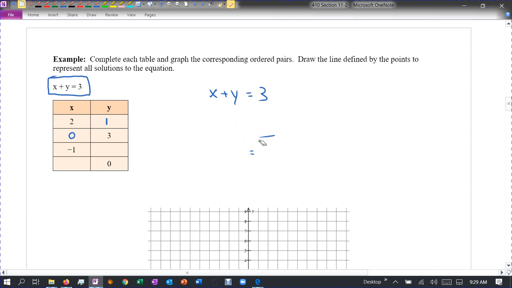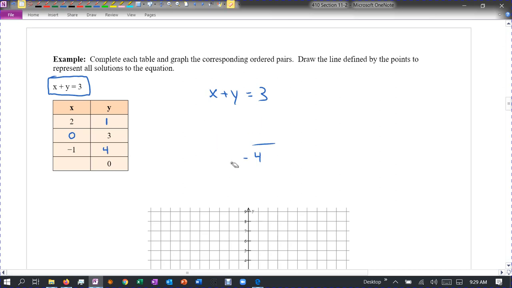Let's pick some value for x, let's say x is -1. So we do -1 plus y equals 3. Now let's add 1 to both sides to get y by itself. So we get y equals 4. So if -1 goes in for x, 4 comes out for y.